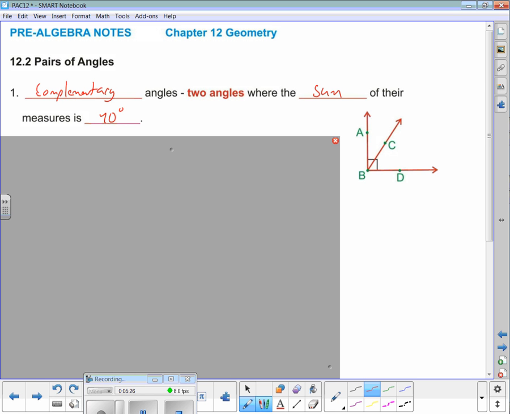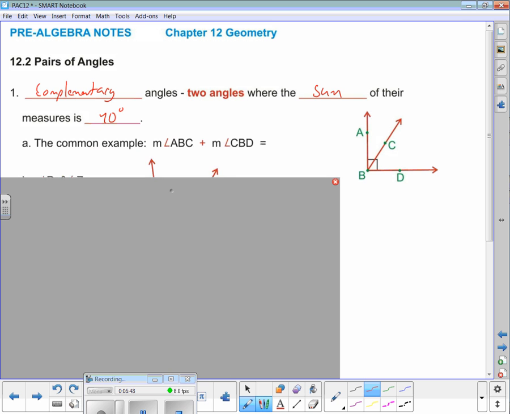Complementary. It's spelled that way, but we say complementary. And Nick used a form of the word when you're talking about two angles. When you talk about the two angles, we say they are complements. So the two angles together are complementary angles, and you could say that they're complements.